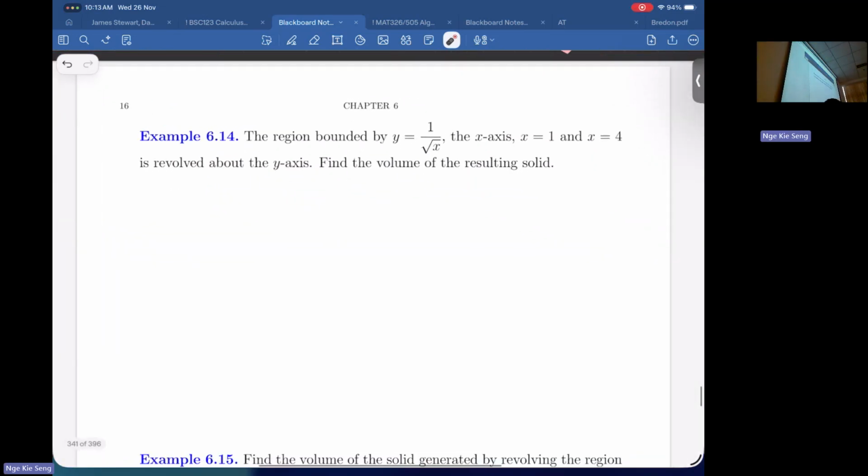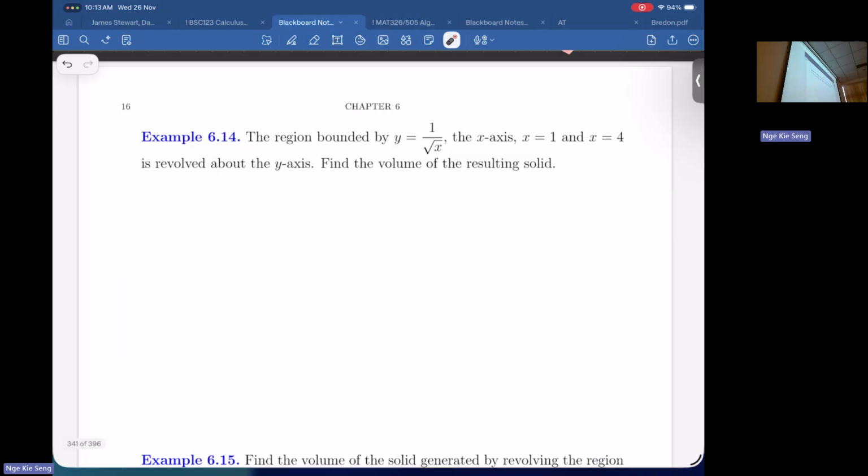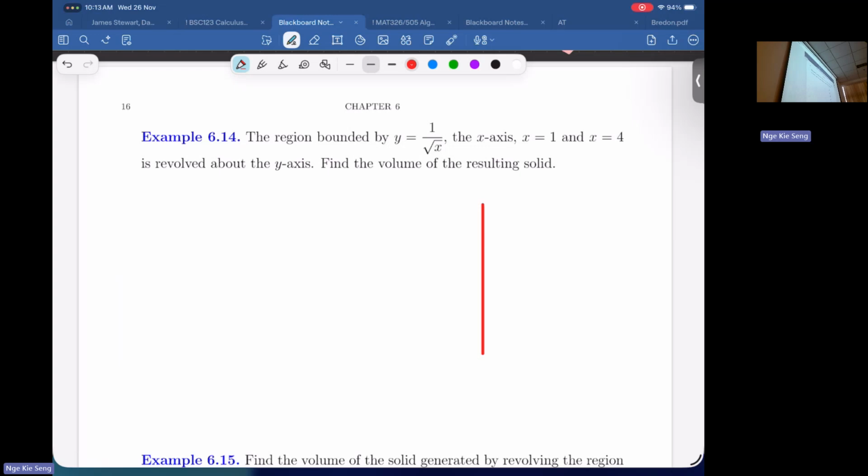Let's try these examples here. The region bounded by y equals 1 over square root x, and then the x-axis, x equals 1 and x equals 4, is revolved about the y-axis. Find the volume of the resulting solid. Okay, so let's draw it. Let's draw the region first. So let's get our xy axis.